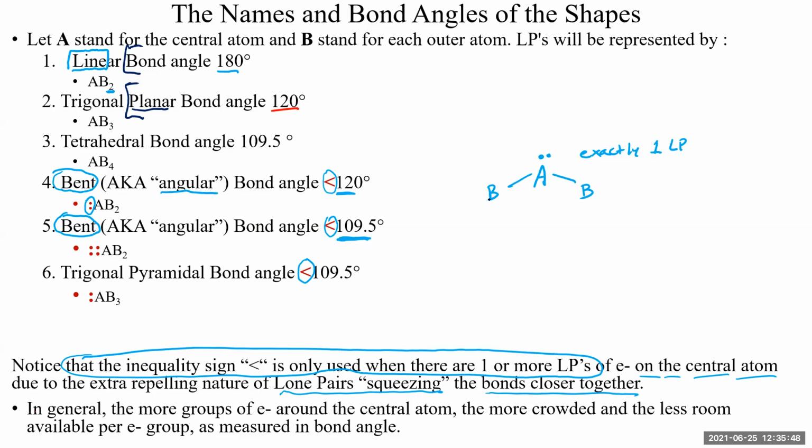Again, to get a bent shape, you can only have exactly two outer atoms. You can't bend a shape. You can't make a bend with more or less than two outer atoms. If you have less than two atoms, you don't have any kind of a shape.